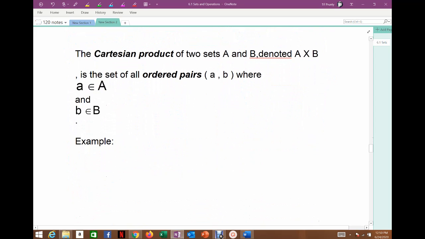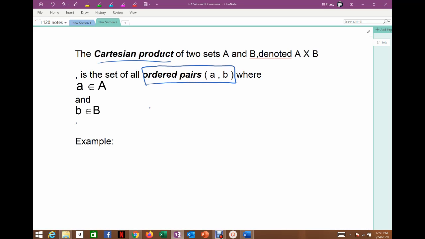The last set rule is the Cartesian product of two sets. It's denoted A times B, and it's all ordered pairs. So with the Cartesian product we've got two sets, set A and set B, and we're going to pair them together. That's going to be whatever it is we're counting: a pair of things, a group of things.